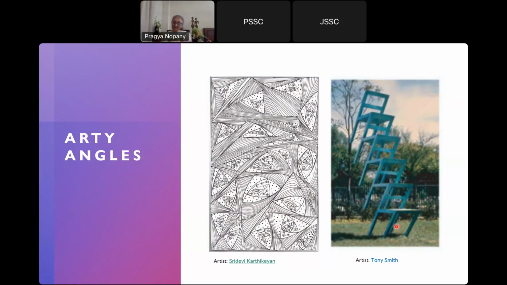So the chairs don't have right angles here, but they have some acute angles. And by making one on the top of the other, such a beautiful architecture has been, sculpture has been presented.